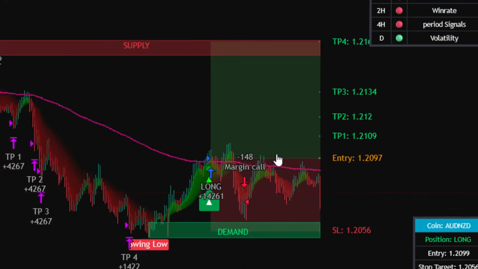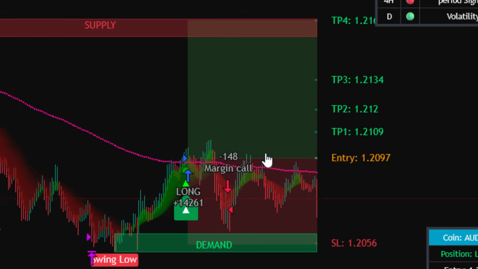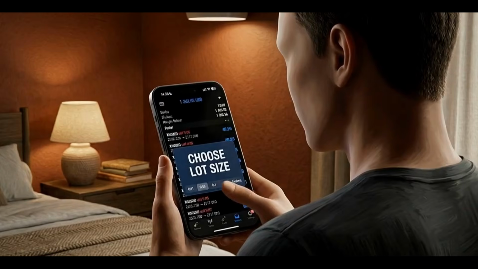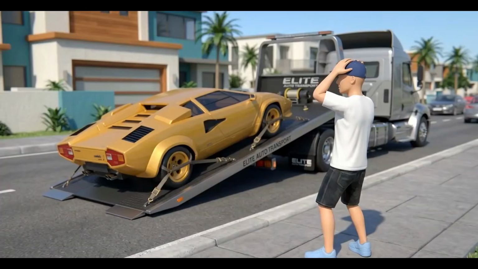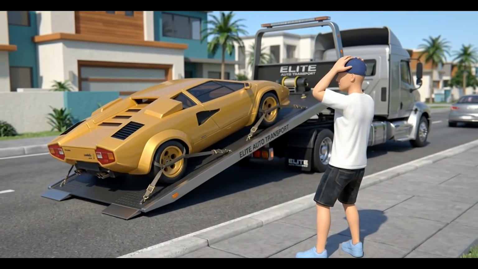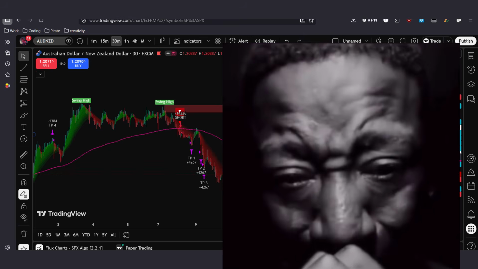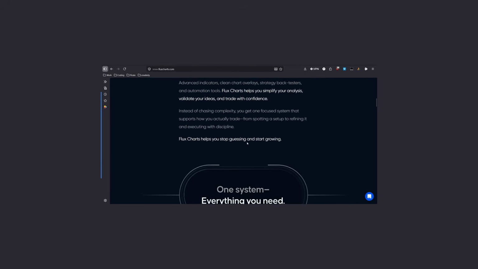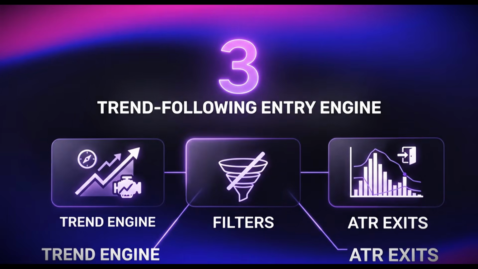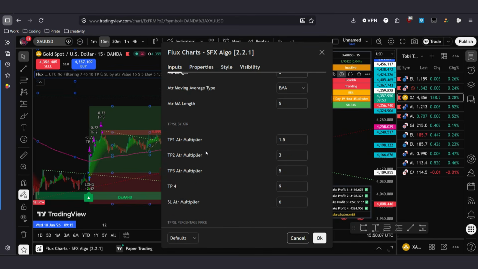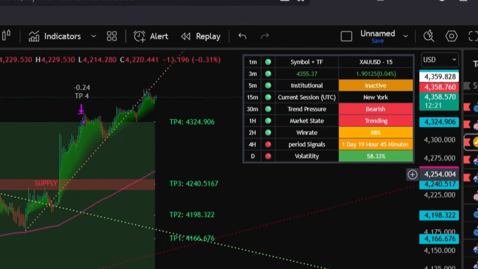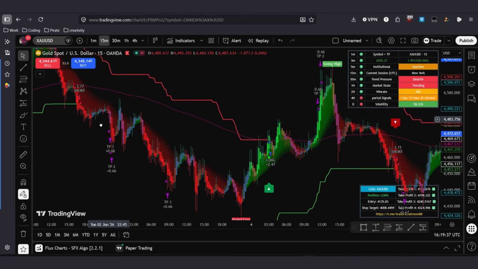It uses volatility-based targets and stops. So the structure makes sense whether you're trading micro positions or big size. Your position sizing is still your responsibility. Don't be the person who hears "works on a $50 account" and decides that means full margin, 50x leverage, and a prayer. Now, what is Flux Algo in one sentence? Flux Algo is basically a trend-following entry engine with built-in filters and a structured exit system using ATR-based take profits and stops, plus some quality-of-life tools like dashboards, candle coloring, and multi-time frame direction checks.